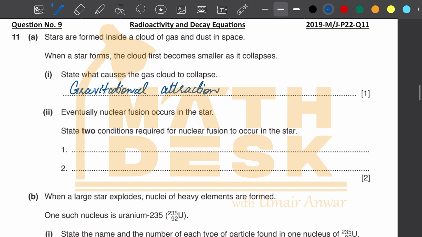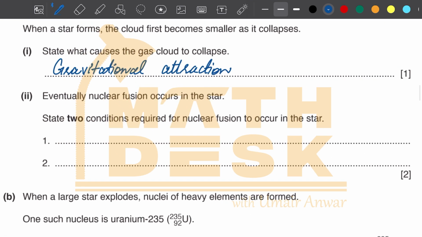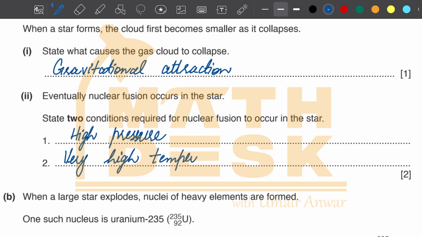In the next part, it says eventually nuclear fusion occurs in stars. State two conditions required for nuclear fusion to occur in the star. So the first condition is high pressure is needed so that the two lighter nuclei are forced to combine, and secondly, very high temperature is needed for this reaction to start.